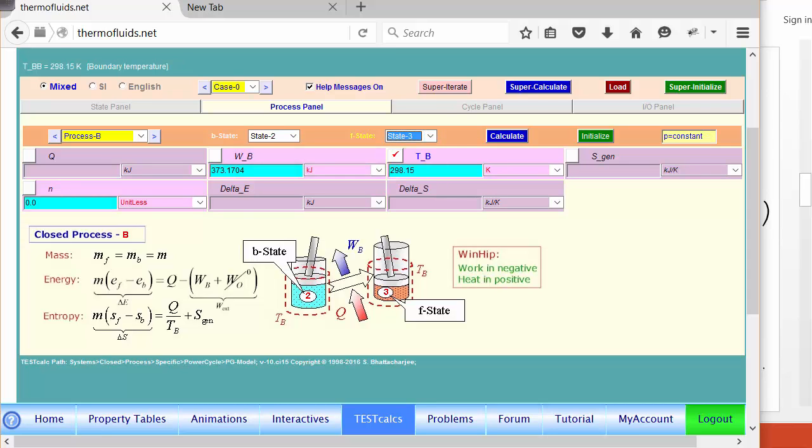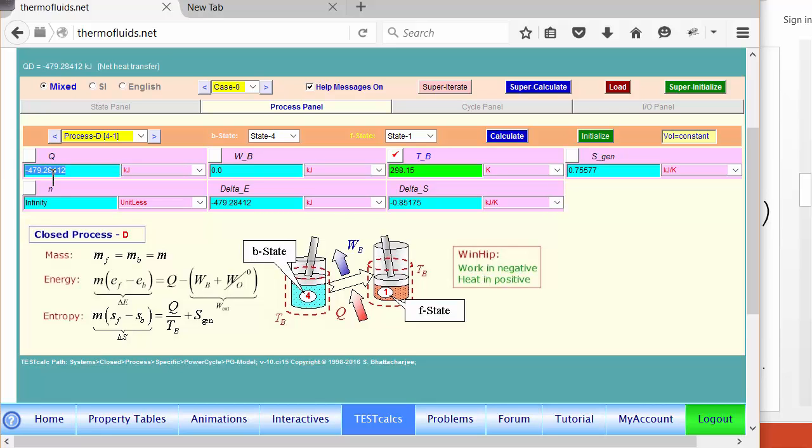Remember that you have to calculate all the processes so that the cycle panel will work. Even though we only need heat in and heat out for our manual calculation, for the test solution, we need all the processes. So process A, B. Process C is what? Again, it's the power stroke from 3 to 4. Click calculate, and we found the boundary work. And finally, the final process is heat rejection from 4 to state 1. We calculate, we find the heat transfer. So all the energetics had been calculated for each process.